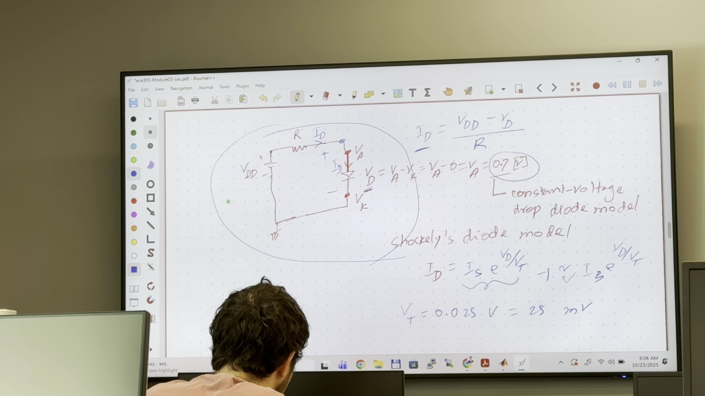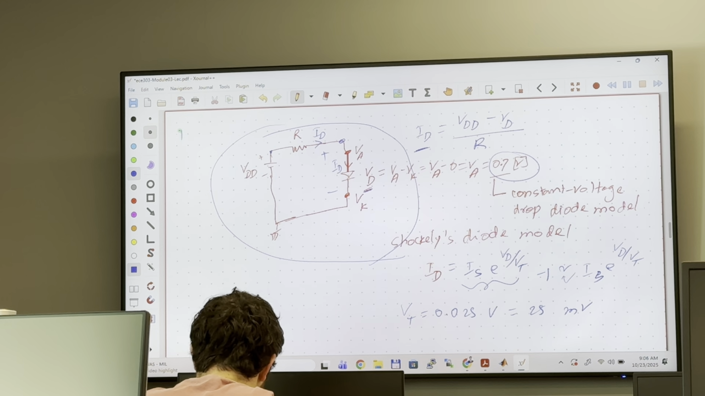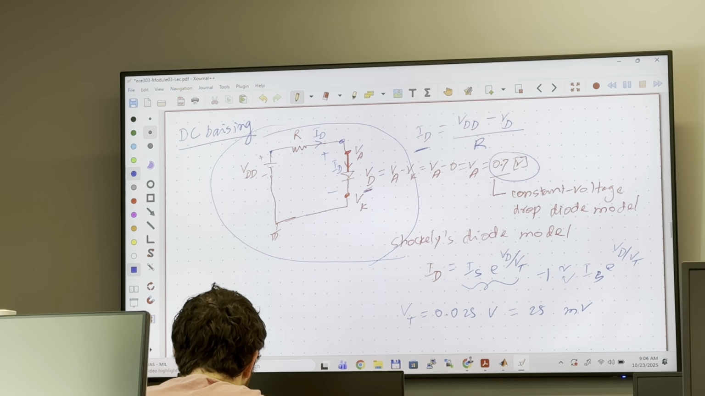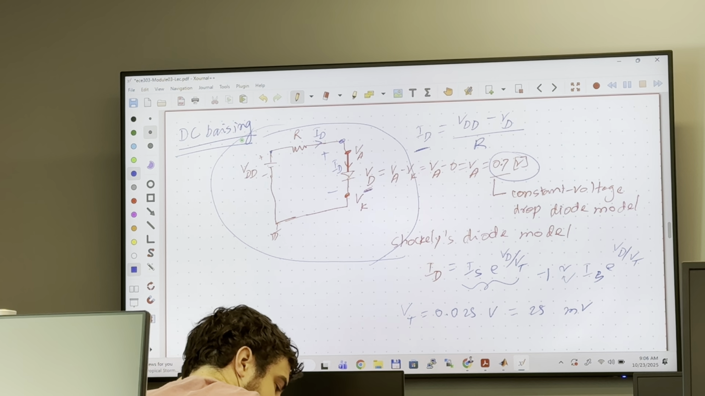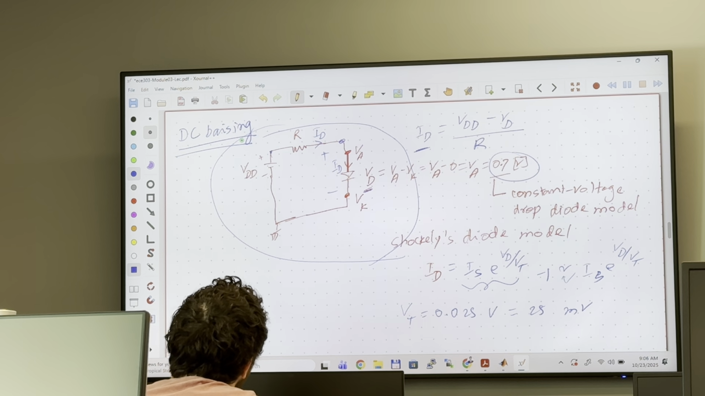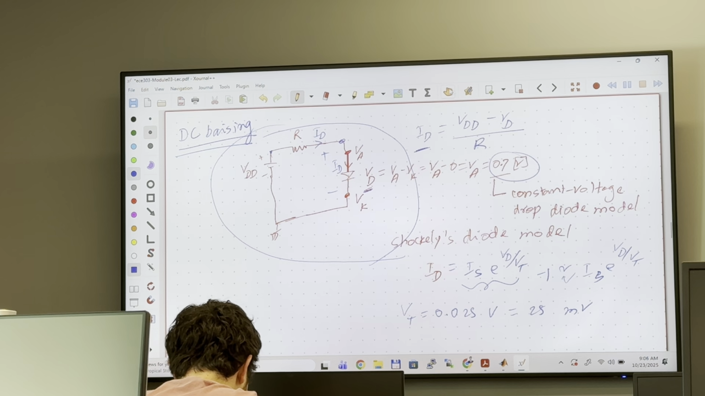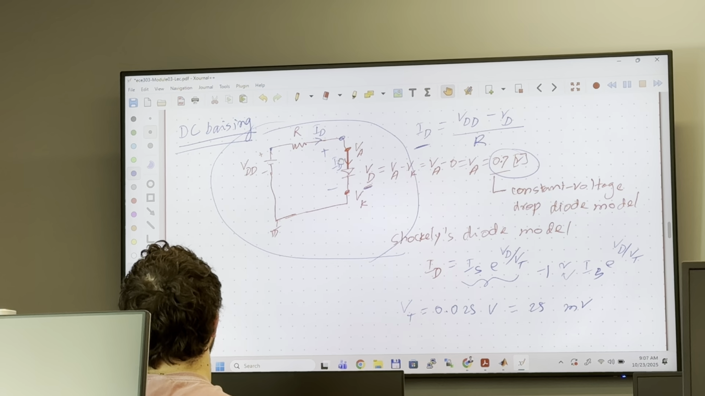This part is called DC biasing. DC biasing means that we do not consider any AC signal applied to the circuit. Is that clear, guys? We simply do not consider applying any AC signal to this circuit. So this is basically DC biasing. We found ID, which is the current flowing through this diode, and VD, which is the voltage across the diode.